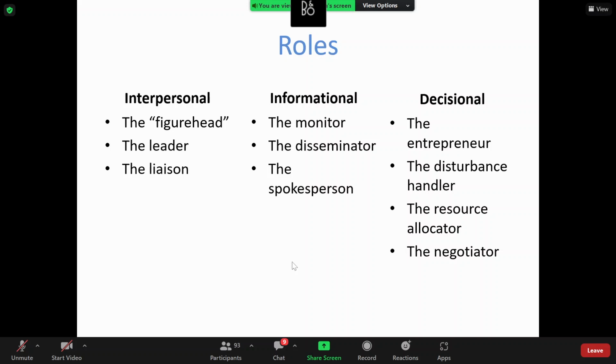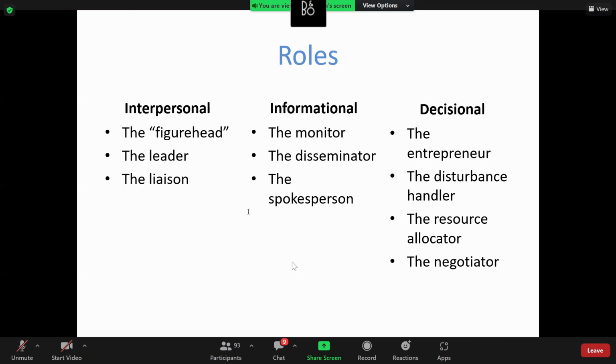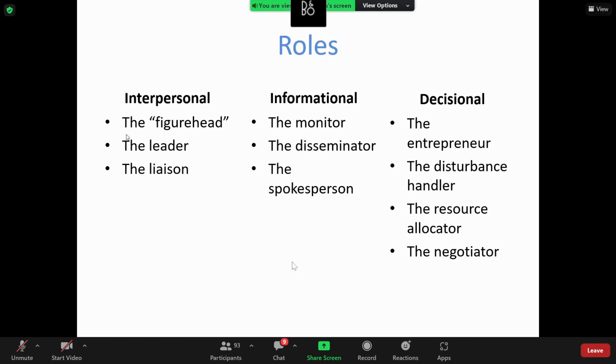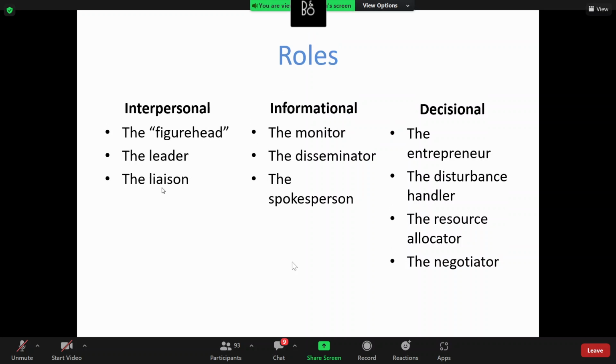You have to lead your team. You have to motivate and guide your employees. Then number three, liaison. Liaison means you have to communicate between or within your organization, within your organization and outside your organization. That is the liaison. So you have to be responsible for a liaison role also.